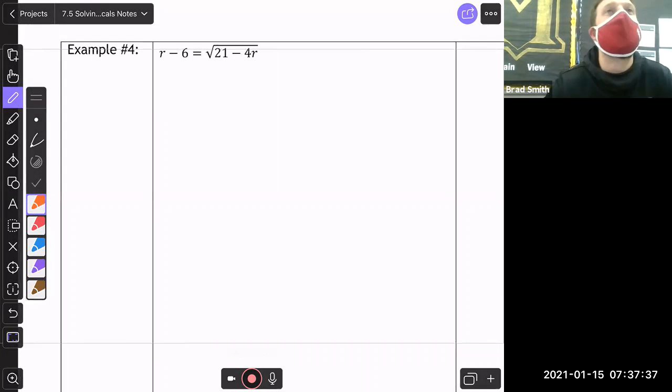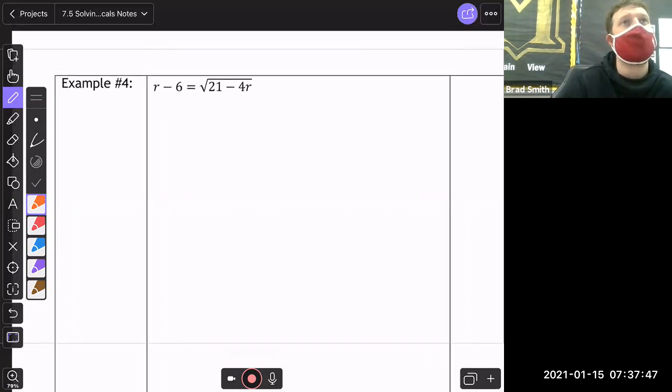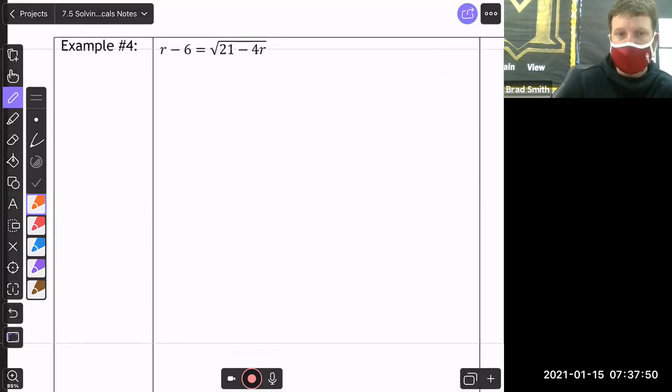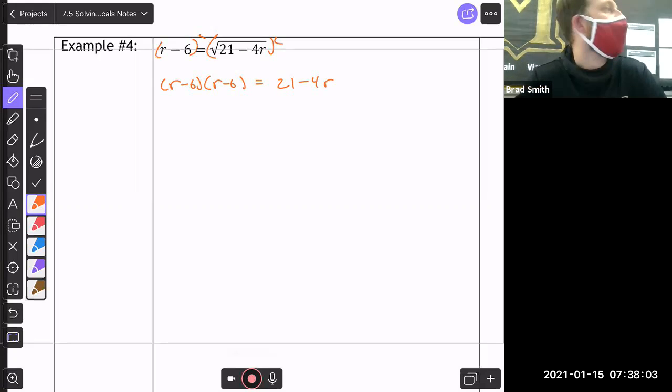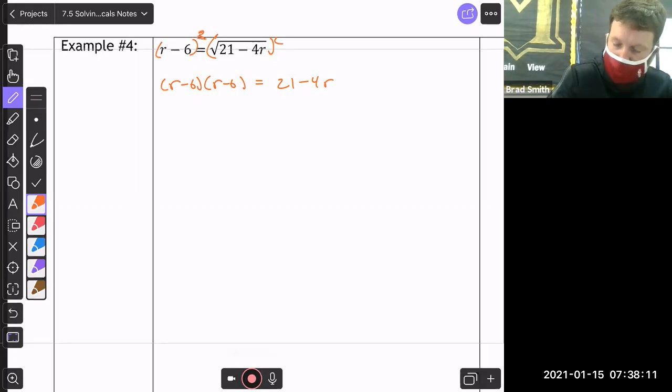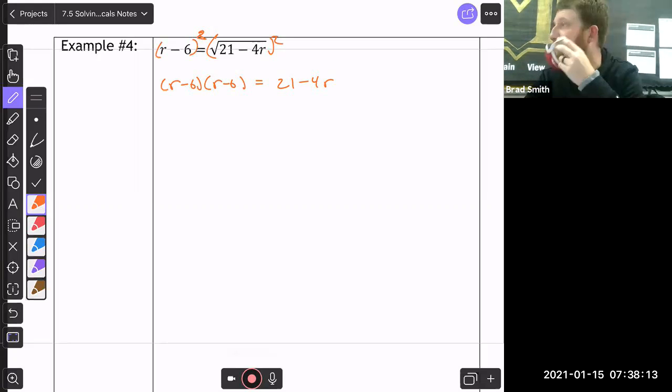All right. So this one's going to be a little bit more in depth. Just kind of walking through these. So my radical is on the right side this time. It doesn't matter. It's already isolated. So I can go ahead and square both sides. So I have r minus 6 equals 21 minus 4r. Okay, I squared both sides to get rid of the radical.